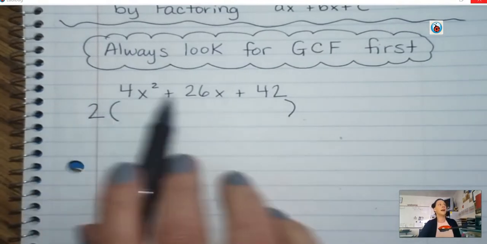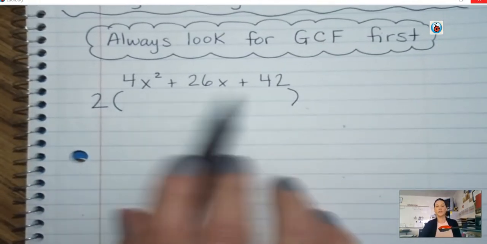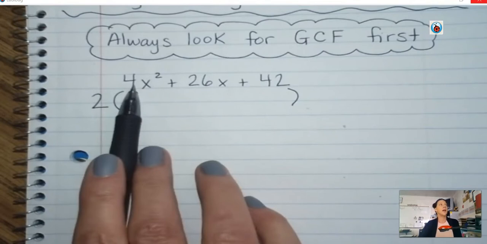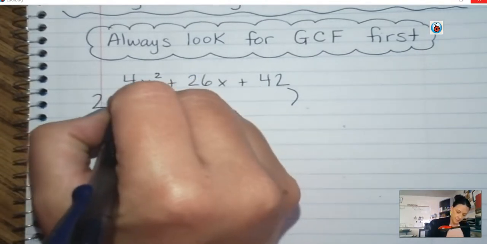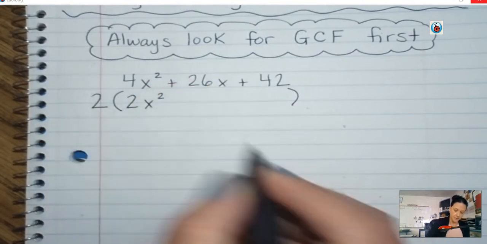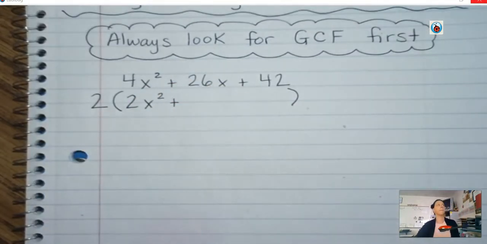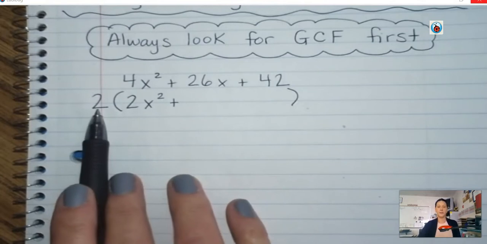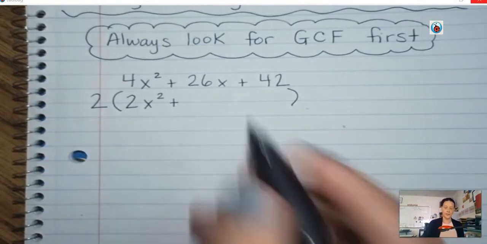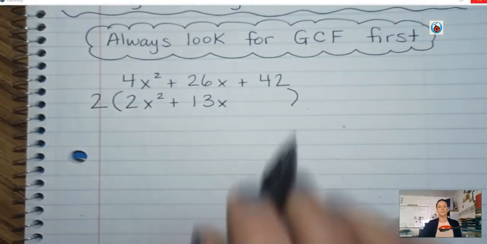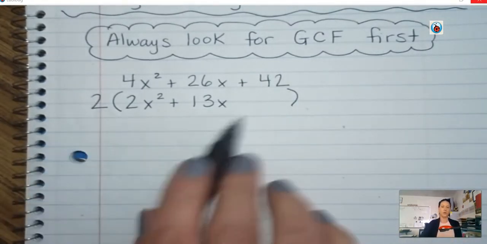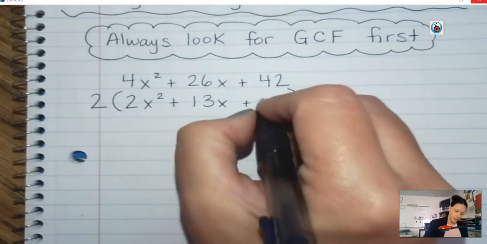So 2 times what is all of these numbers? So 2 times what is 4, or you just do division. 4 divided by 2, that'll be 2x squared. 26x divided by 2, or 2 times what is 26x? That'll be 13x. And then 42 divided by 2, or 2 times what is 42? And that's 21.